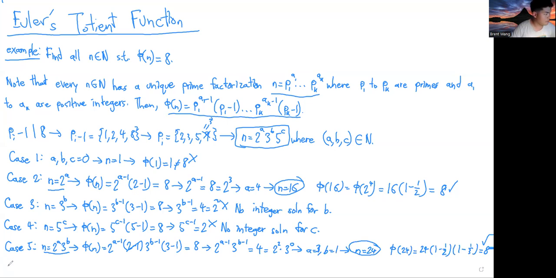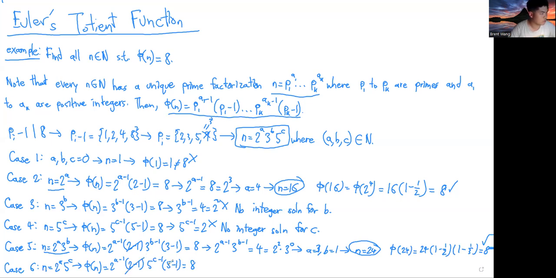You know what? I'm just gonna give you the rest of the cases. So n is equal to 2 to the A times 5 to the C. Phi of n is equal to 2 to the A minus 1, 2 minus 1 times 5 to the C minus 1, 5 minus 1, which is equal to 8.